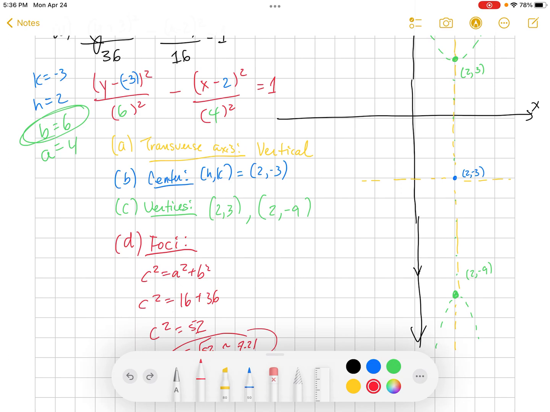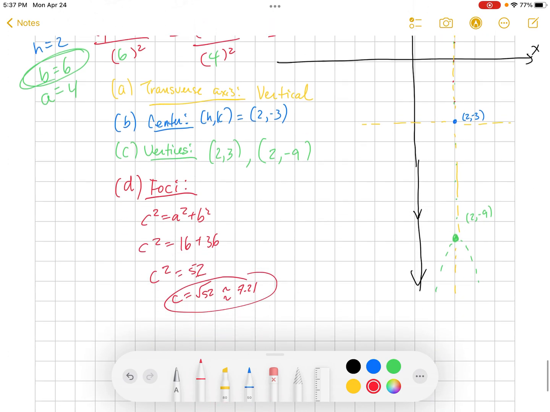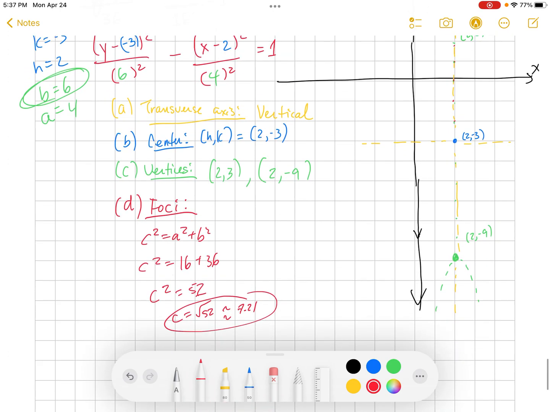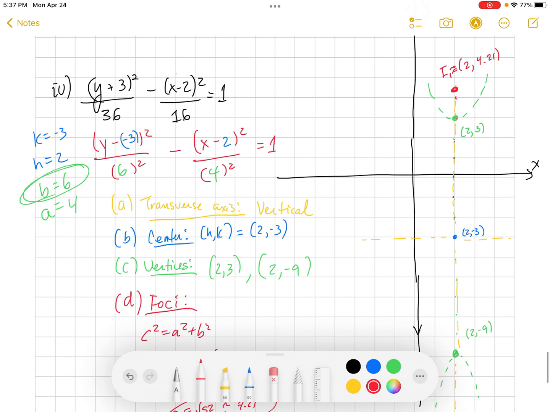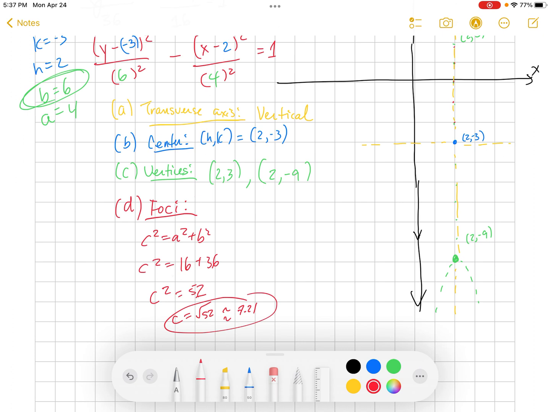Let's find F1. Okay, let's actually write it in the graph. Starting at my center, I'm going to go up 7.21. So that's going to be F1, about 2, comma, think about that a second, 4.21. Now I go back to the center and I go down 7.21.